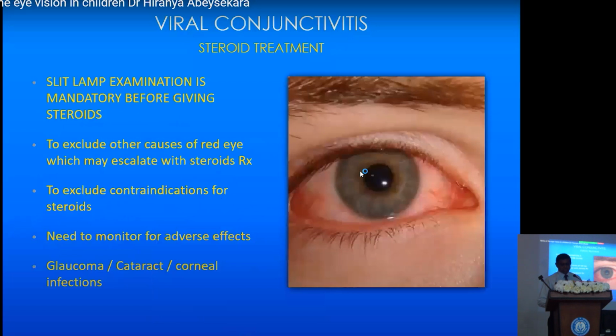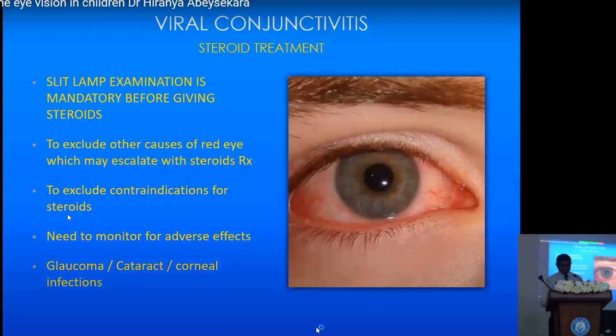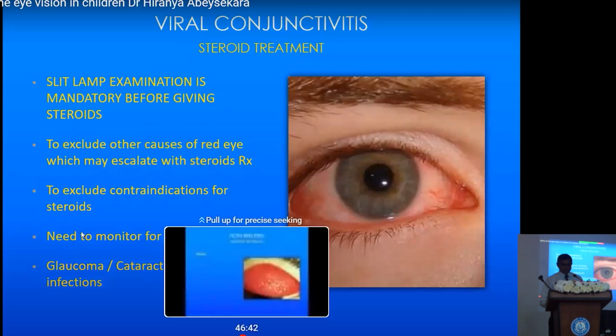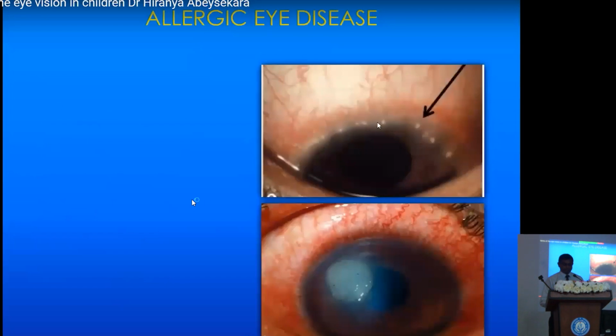So to give steroids, whether combined with antibiotics or not, you have to examine the cornea properly. You have to examine the anterior chamber properly. To do that, you need the slit lamp. Right? Unless you have examined the patient properly with the slit lamp, you can't give topical ocular steroids. You have to examine for corneal problems. You have to examine for uveitis. And these topical steroids have potential complications as well, like glaucoma and cataract.